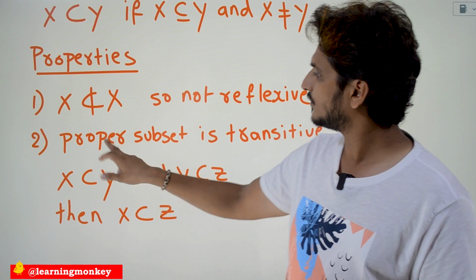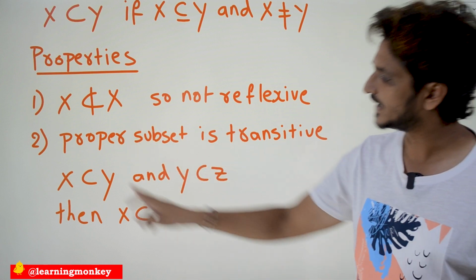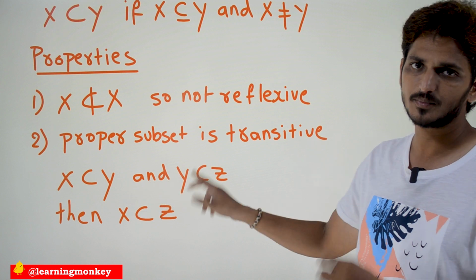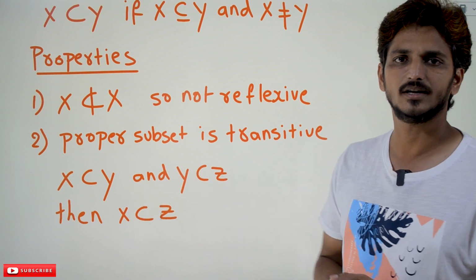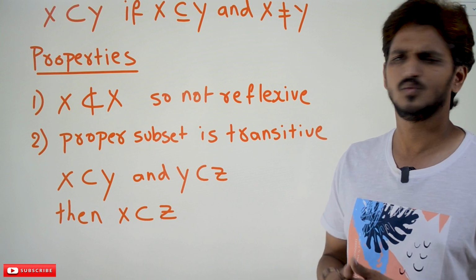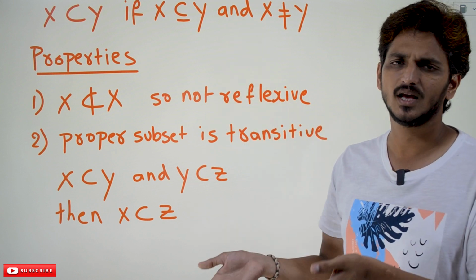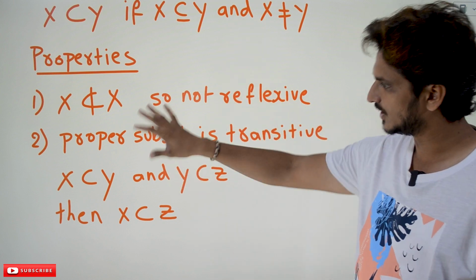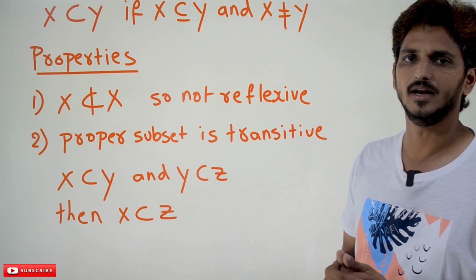The second one is that proper subset is transitive. It means if X is a proper subset of Y and Y is a proper subset of Z, then X is a proper subset of Z. Yes, this happens. We are not giving any example for this because you already have the understanding from subset. You try it on your own. If you have any questions, you take any example, you will get the idea.